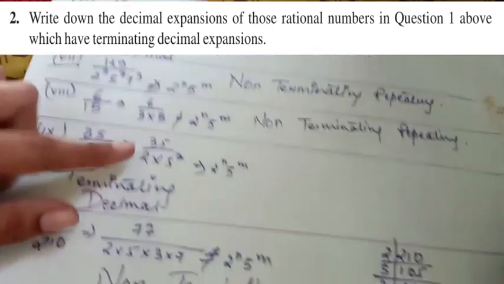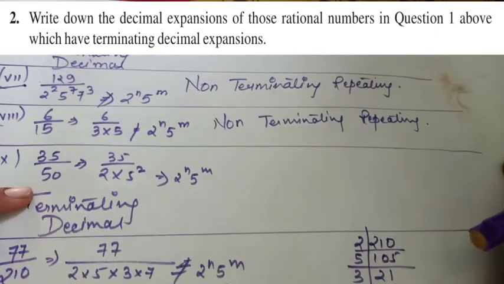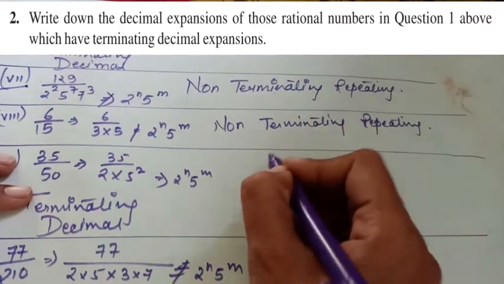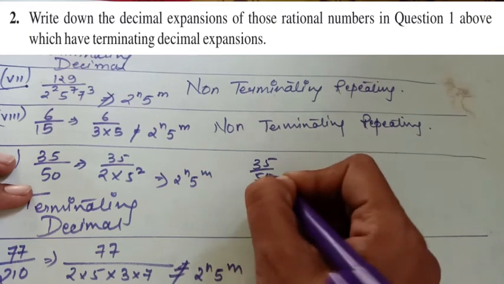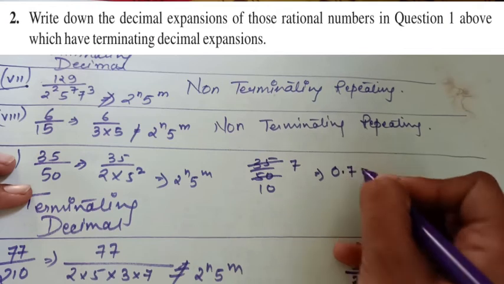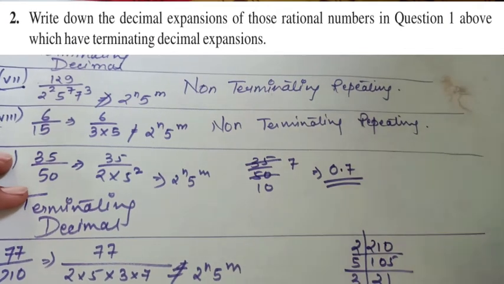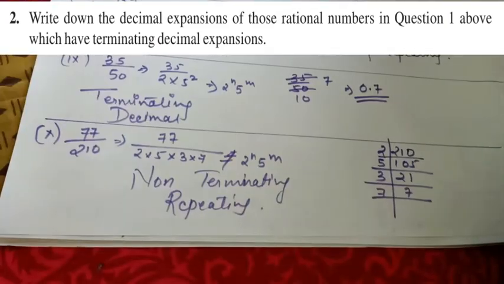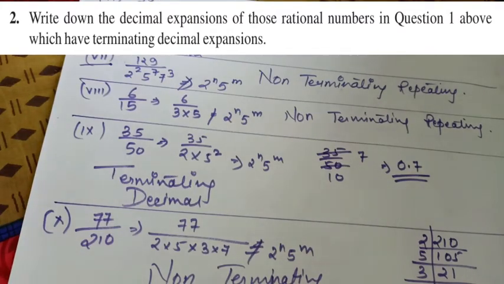This is again non-terminating. Moving to the terminating one, this is again very easy. Do it this way: 35 by 50, 5 tens are 50, 5 sevens are 35, so it is 0.7. I hope you know this type of division. You are studying for class 10th, and the 10th one is non-terminating repeating, hence it is simply left out.